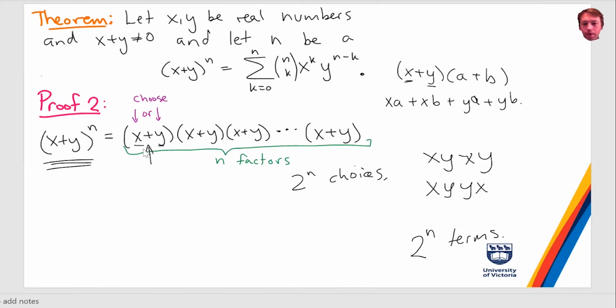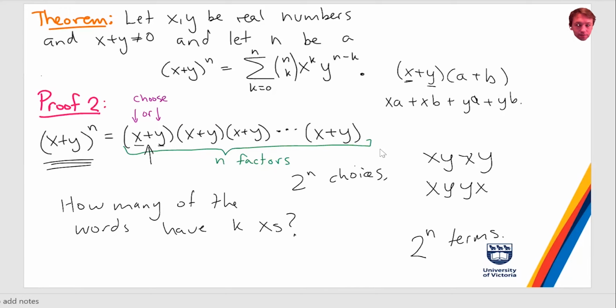And basically this corresponds to making a word, right? We think about these terms as binary words with the alphabet x and y. For the first one, I have 2 choices, x or y. Second one, I have 2 choices, x or y, and we write out that word. But then the question is, how many of these words of length n using an alphabet x and y have k x's? And that's what we were playing with earlier, right? It's just n choose k.